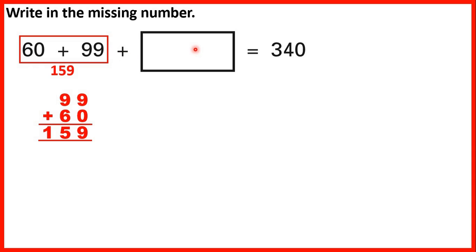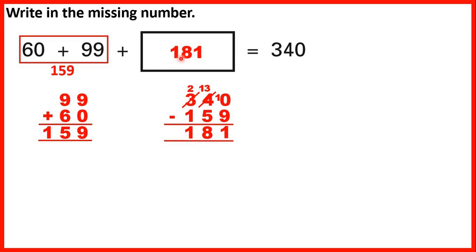159 plus something equals 340. So we have a missing number addition, and whenever we have a missing number addition problem, we can always subtract to find our missing number. So we can work out 340 minus 159, and that will give us our missing number. So we can use column subtraction, and we get 181 as our missing number.